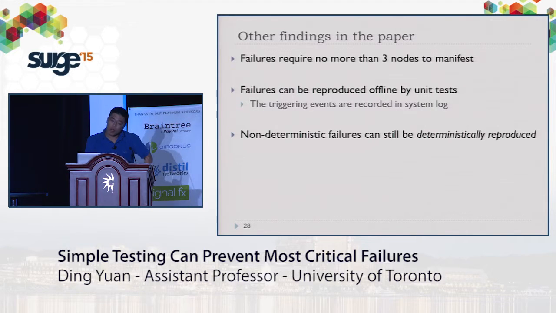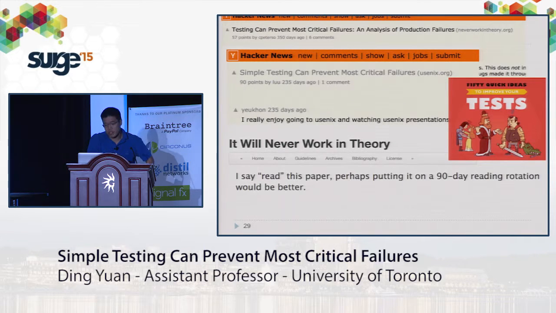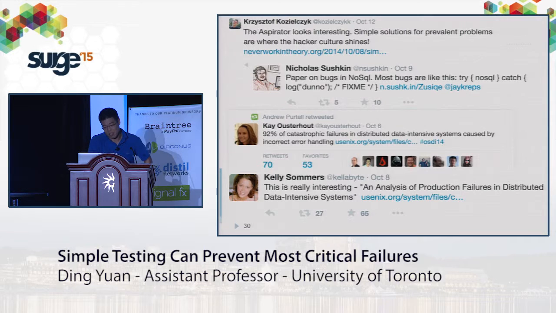And our work was published last year in October. Since then, we have seen a lot of reactions from the developers. For example, we have been featured on the front page of Hacker News multiple times, and there are tons of blogs written about our work. And today I checked, there's even a book called 50 Quick Ideas to Improve Your Tests that discusses our idea. I'm quoting one of the developers who wrote in his blog: read this paper and perhaps put it on a 90-day reading rotation. Okay. And there are hundreds of Twitter discussions. So here are just a few examples.